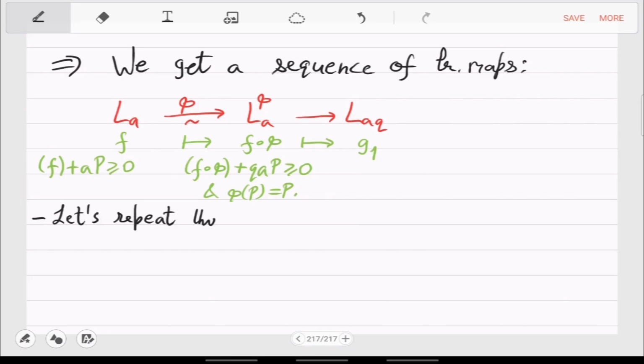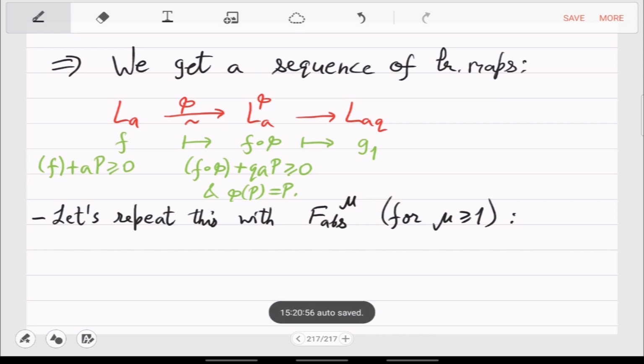let's repeat this with the absolute Frobenius raised to mu. Okay, so what is absolute Frobenius? Instead of q you will use p, and if you use mu times, then you are basically applying the Frobenius p raised to mu. So we will get a set of sequences via this.